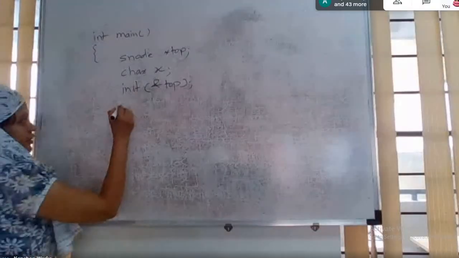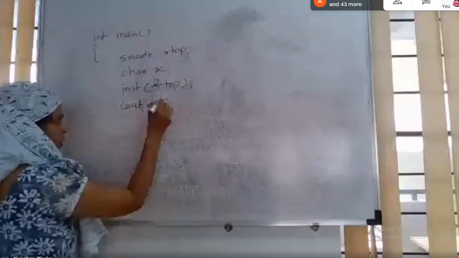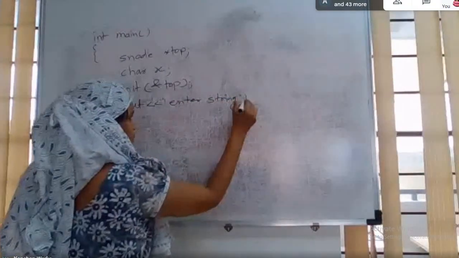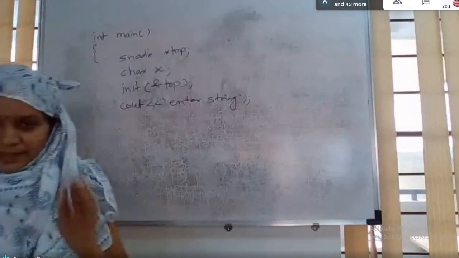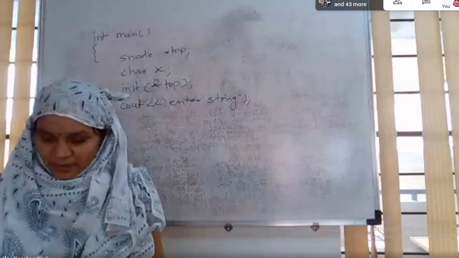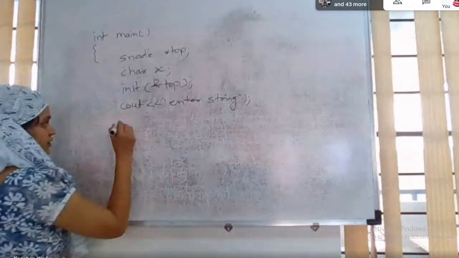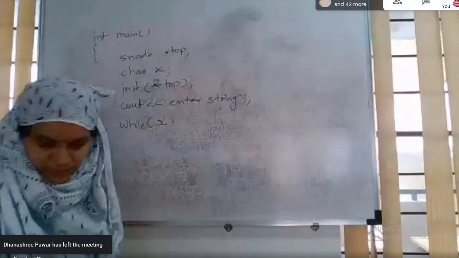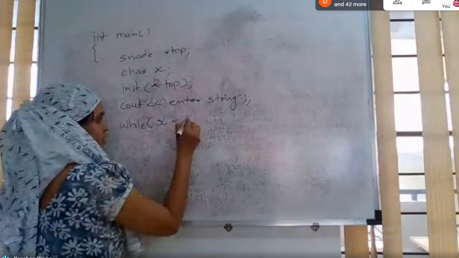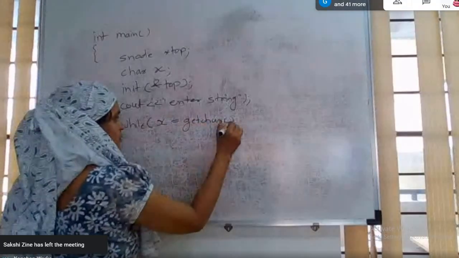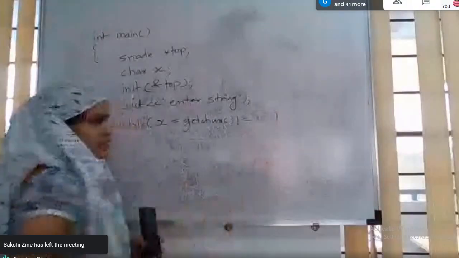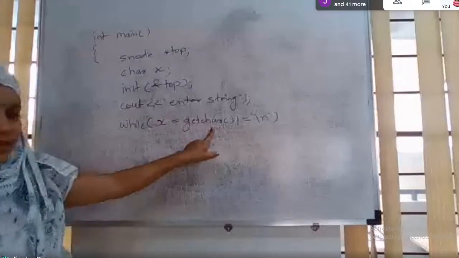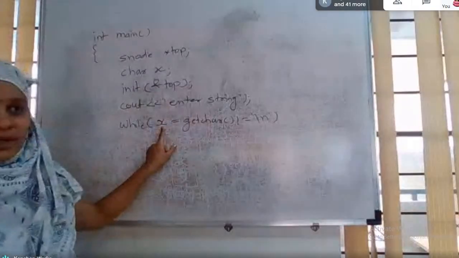Now we will display the message "enter string". Whatever string the user enters, suppose India, the user will enter one character at a time, so I will use the technique while x equals getchar not equals to \n. Until the user presses enter, one by one characters will be accepted through the keyboard. It will be allocated to variable x.